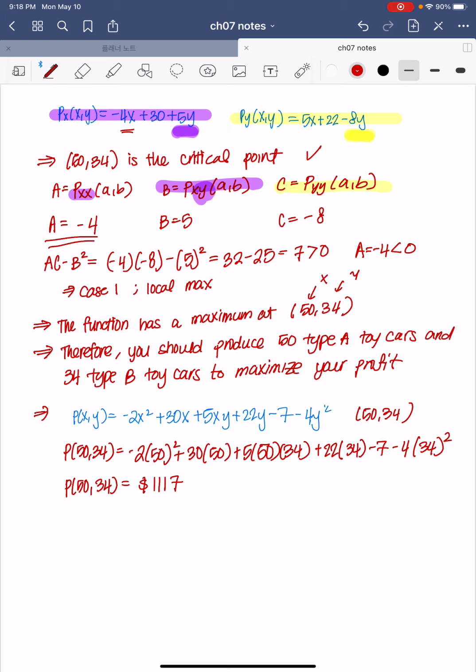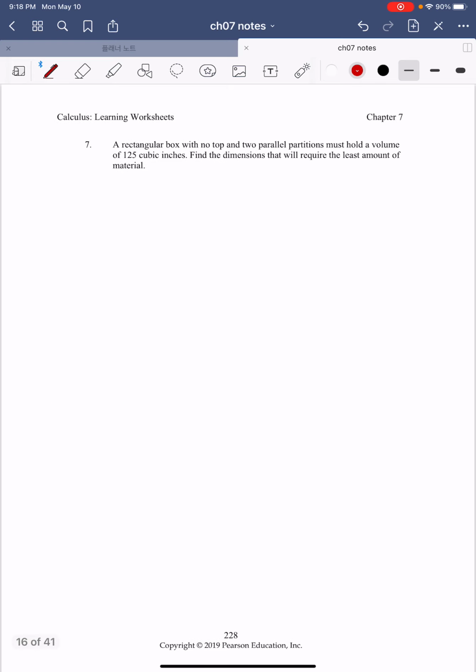All right, let's move on to our last application problem. Number 7, a rectangular box with no top and 2 parallel partitions. So we have a box with no top, but we are partitioning 2 parts. It must hold a volume of 125 cubic inches. Find the dimensions of this box that will require the least amount of material. In other words, least means we want to minimize the value.